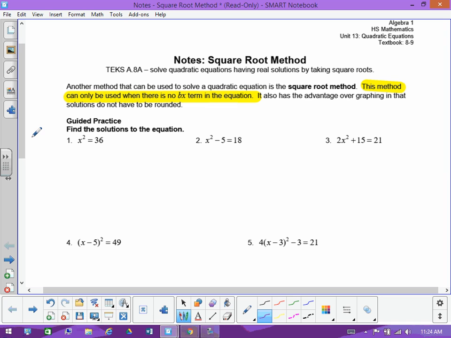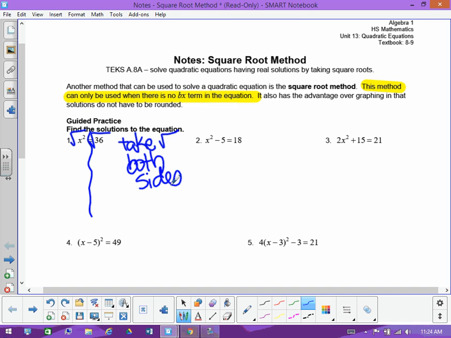So if you look at number 1, it says find the solutions. Anything that has x squared is a U-shape. Most of the time we have 2 answers, so we're looking for 2 answers here. You do the same thing to both sides. Opposite of squared is square root. So we're going to take the square root of both sides. And I want to write it right there so that you remember. Square root of both sides.